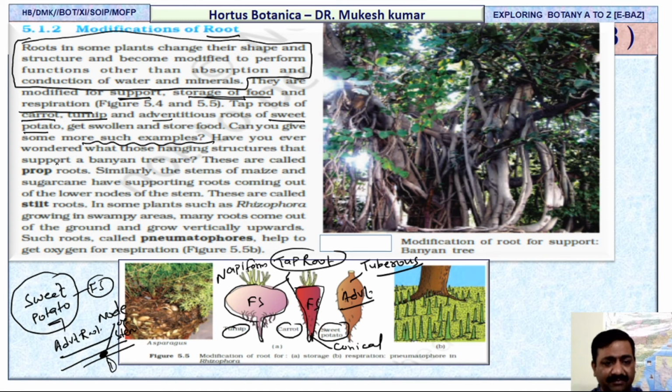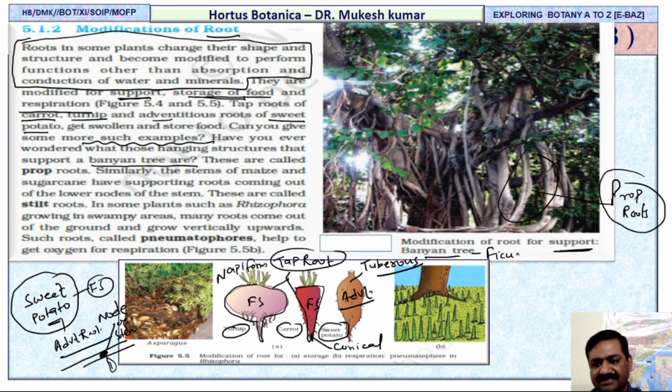Have you ever wondered what those hanging structures are that support a banyan tree? This is a banyan tree. See how this structure is hanging, and this hanging part is the prop root. They act like pillars and provide mechanical support to this very enormous structure. So this provides mechanical support in the banyan tree, Ficus bengalensis. Bengalensis, this is the scientific name of the banyan tree, right? So this is called prop root.